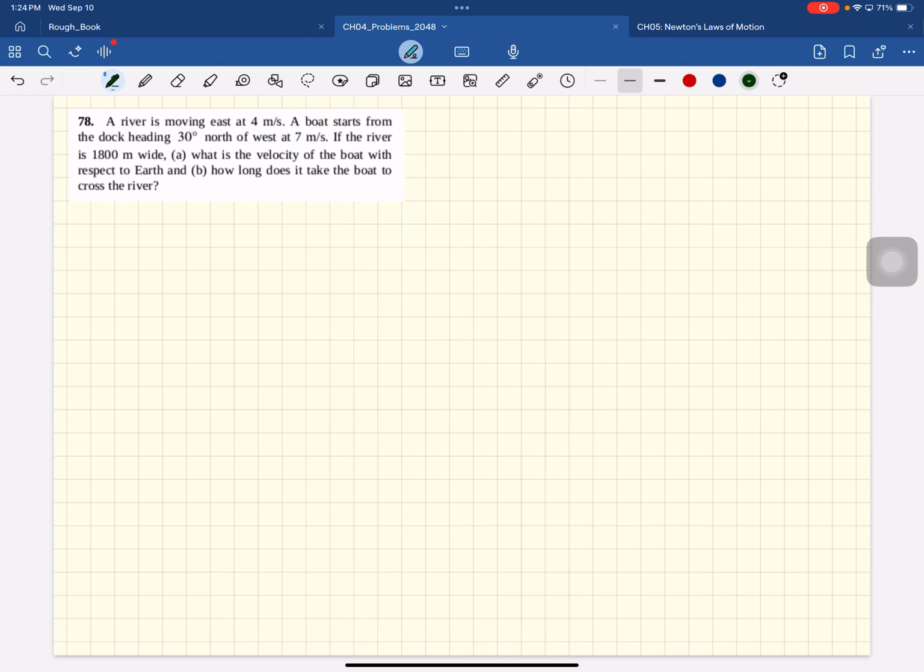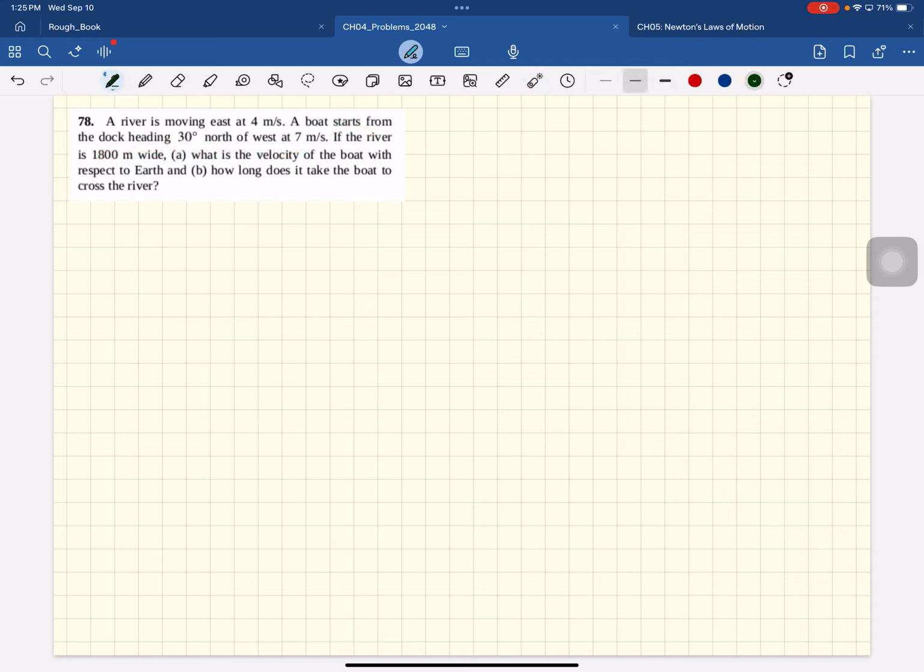All right, we'll do one more problem and then we'll take a break. Okay, I might go a little over on the lecture, but I'm going to finish the chapter 5 lecture today. So a river is moving east at 4 meters per second. A boat starts from the dock heading 30 degrees north of west at 7 meters per second.